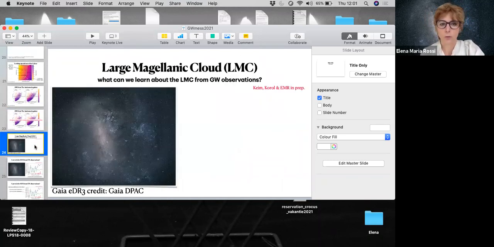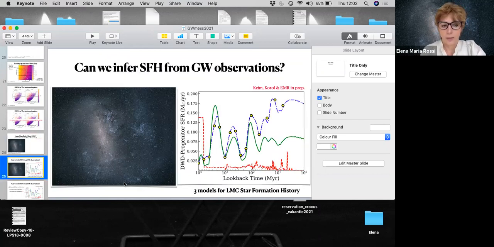Okay, and the last part of my talk, the last few slides, is on an ongoing project, which I'm very excited about: the Large Magellanic Cloud, which you can see here from the Gaia DR3 release. What we did here is take several models for the Large Magellanic Cloud and understand what we can say with the gravitational wave data. For instance, we assume three different star formation histories. Look at, for instance, the blue one. The star formation history is likely increasing with time, always consistent with data.